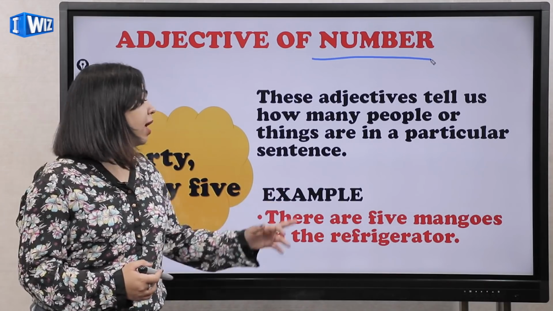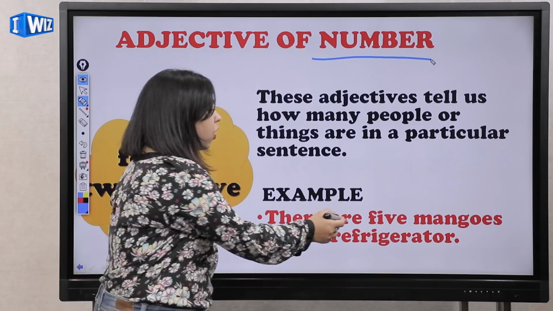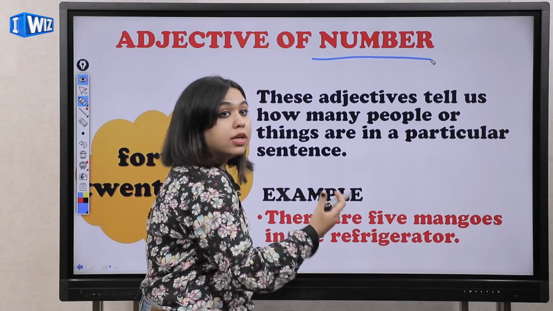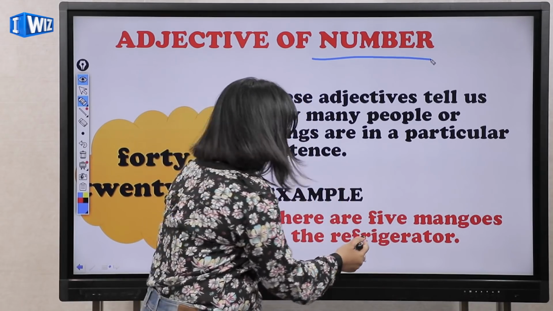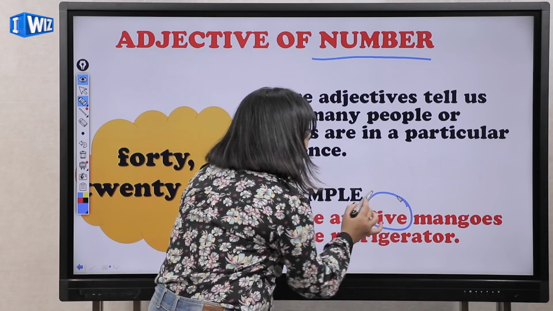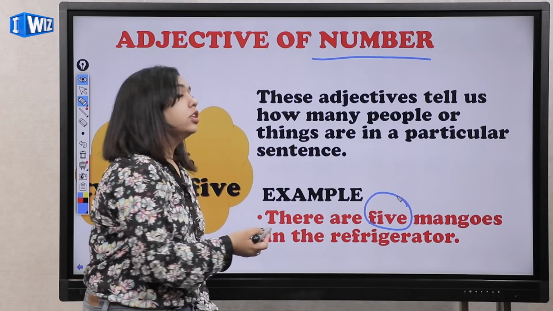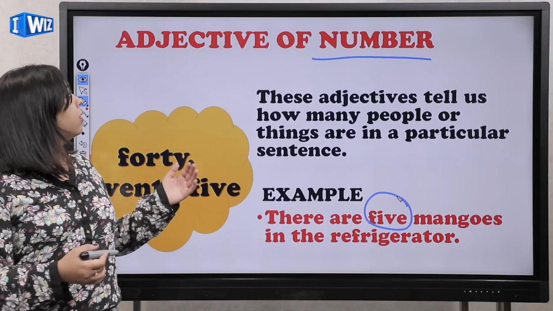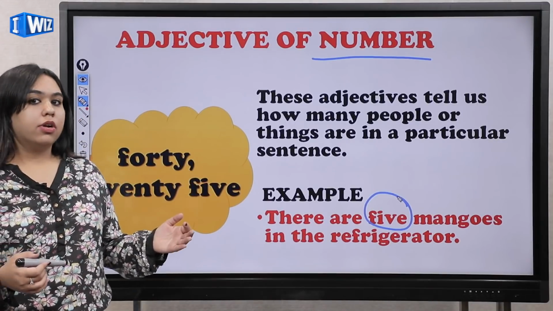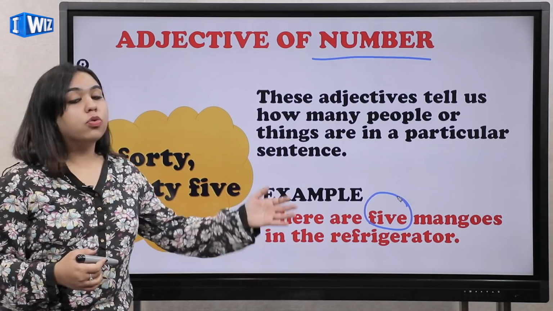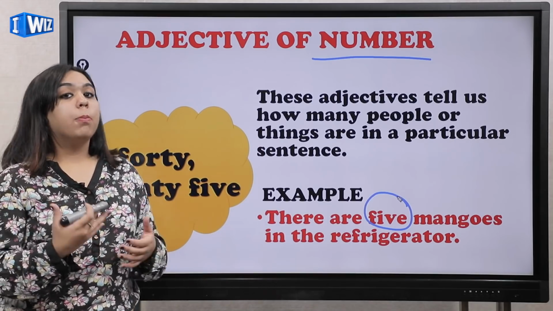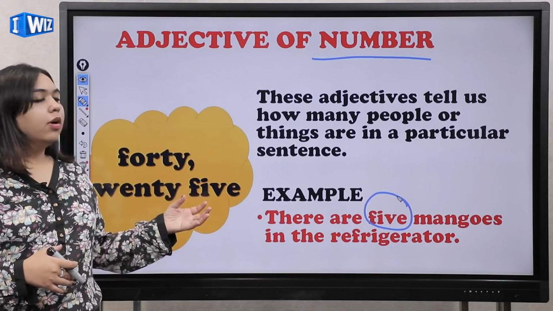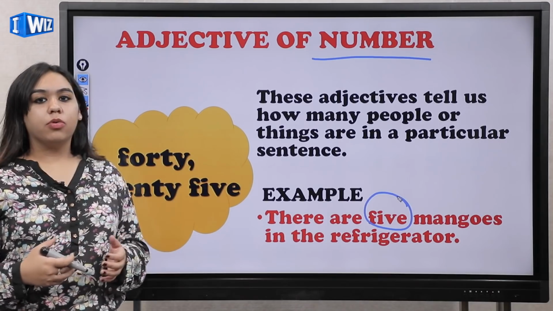There are 5 mangoes in the refrigerator. You're talking about mangoes. Now you are quantifying them, you are numbering them. So you are saying that 5 mangoes. There are 5 mangoes in the refrigerator. So it will be the adjective of number. I have 2 small cupcakes for you. So 2 will again be the adjective of number.